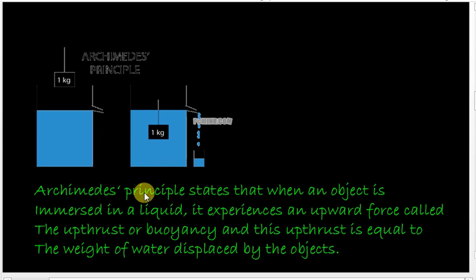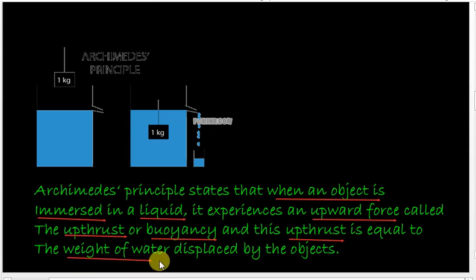So Archimedes' principle can be stated that when an object is immersed in a liquid, it experiences an upward force called the upthrust or buoyancy, and this upthrust is equal to the weight of water displaced by the object. So whatever amount of water has been displaced by the object, based on that you receive an upthrust.